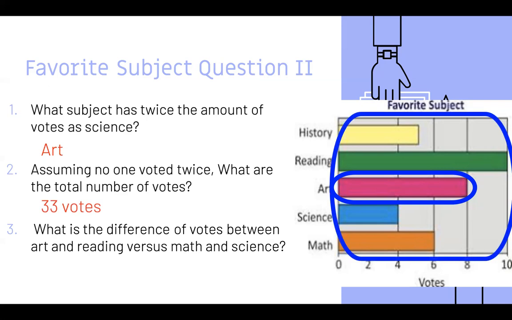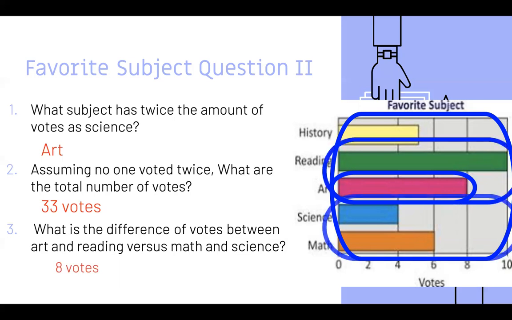And finally, what's the difference of votes between art and reading versus math and science? Well, we can see that art has 8 and reading has 10, so it's 18, subtracted by math having 6 and science having 4. So our answer would be 8 votes, and we can see those two things being subtracted.